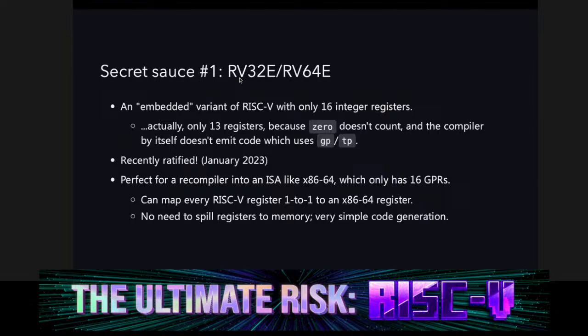And this is perfect for a recompiler into an instruction set like 64-bit x86, which coincidentally also has 16 general purpose registers. And this is because we can essentially map every RISC-V register one-to-one to a native register. So this makes code generation really, really simple, because you don't need to spill any of the registers into memory. And it also allows the compiler to essentially optimize the code for 16 registers.